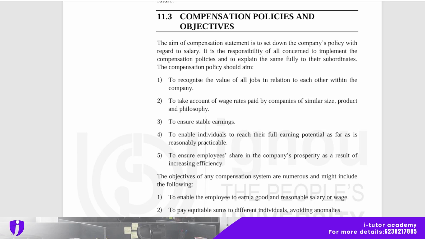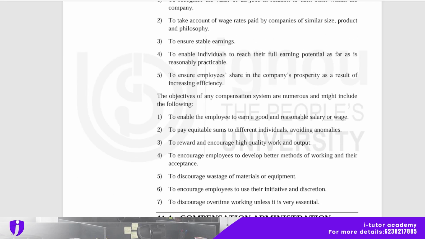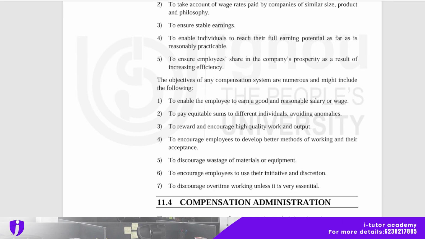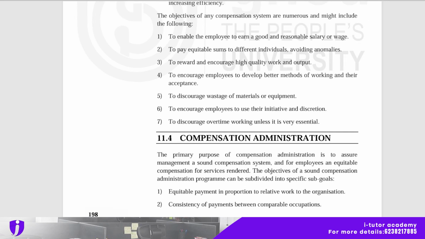And fifth is to ensure employees share in the company's prosperity as a result of increasing efficiency. And the objectives of any compensation system are numerous and might include the following. First one, to enable the employee to earn a good and reasonable salary or wage and to pay equitable sums to different individuals, avoiding anomalies.